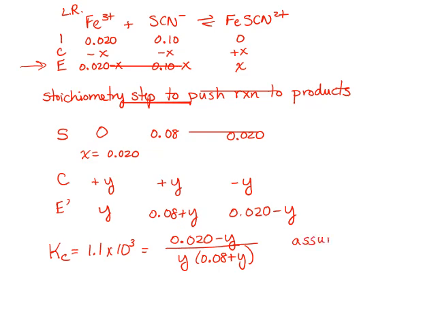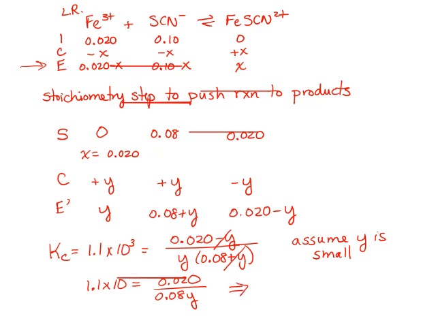and now we can probably make the assumption that Y is going to be small. Because we've shifted the reaction all the way towards products, at least as much as we could, any shift back should be a small amount. So we'll again neglect any Y terms in sums and differences, and get a new equation to solve that's much easier. Our K value is equal to 0.020 over 0.08 Y. Solving this for Y gives 2.3 times 10 to the minus 4.